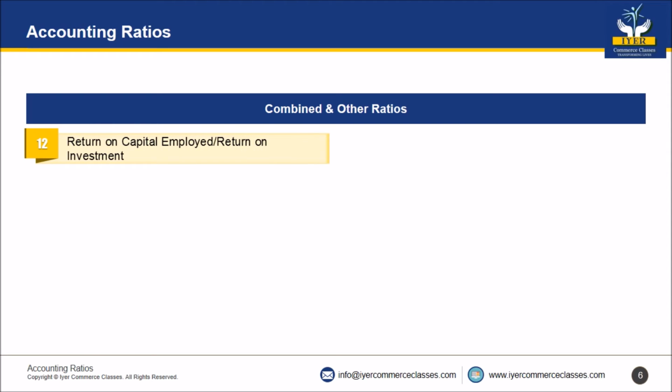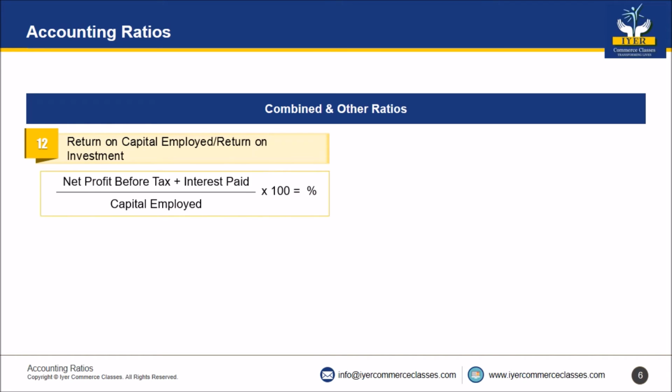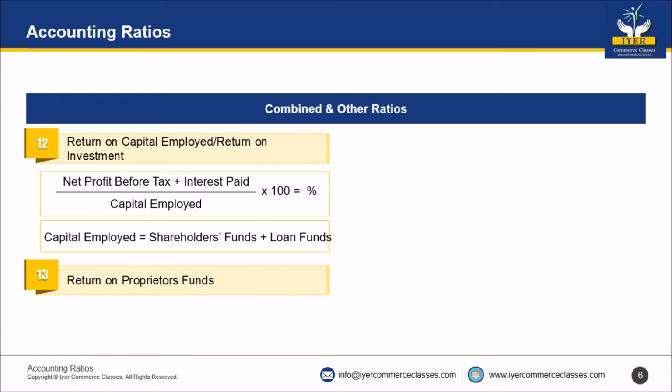First one, return on capital employed, also known as return on investment. Formula, net profit before tax plus interest paid upon capital employed into 100. Interest paid you will get from finance expenses. Capital employed formula is shareholders funds plus loan funds.